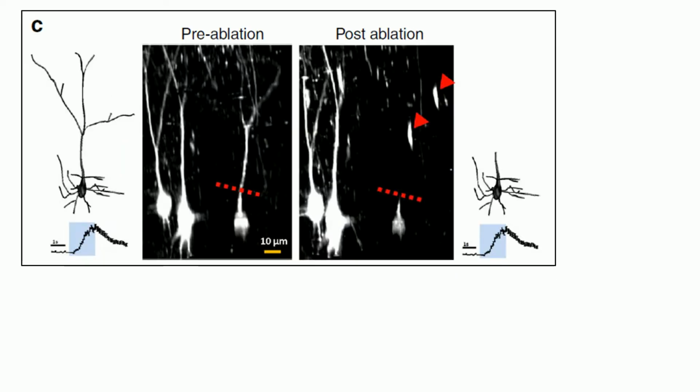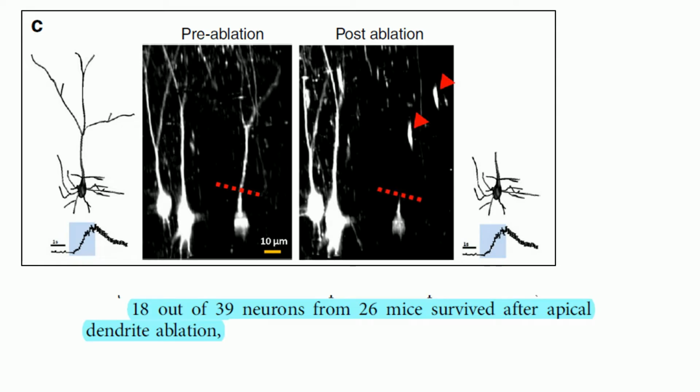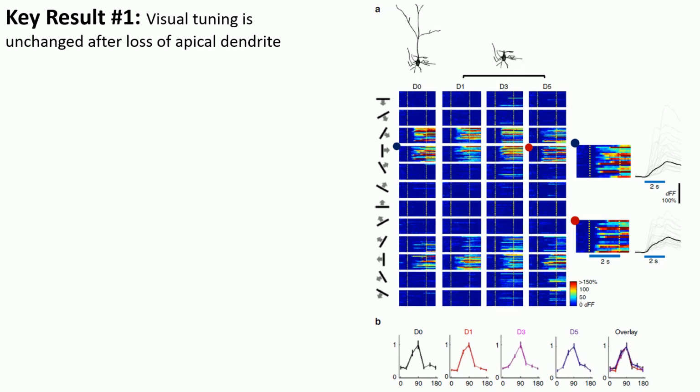Here is an actual image before and after cutting off the apical dendrite of the neuron. Not all neurons that had their branches cut off survived the process, but around half did and recovered to show normal electrophysiological responses by the next day. This brings us to the first key result of the paper. The visual tuning of the cell is essentially unchanged after the entire apical dendrite is removed.